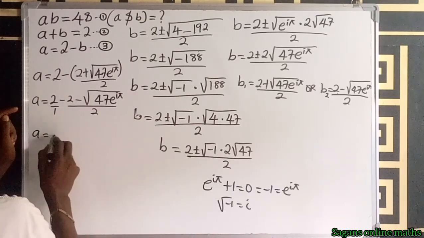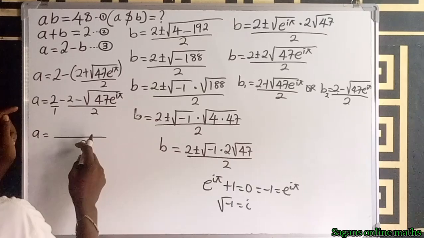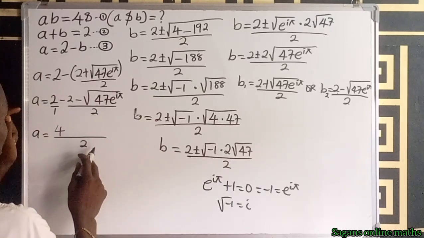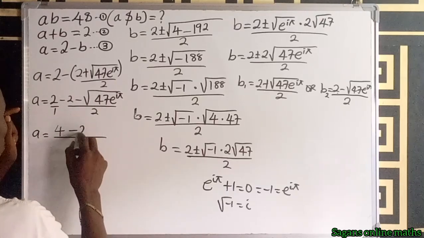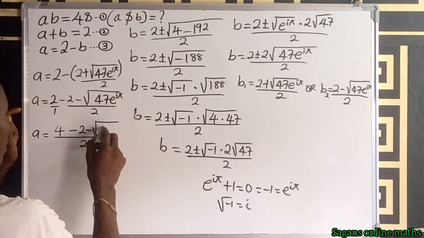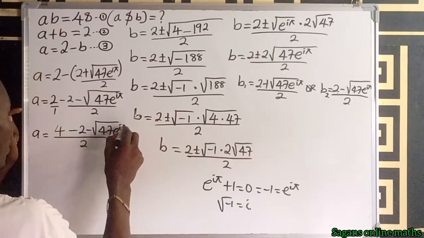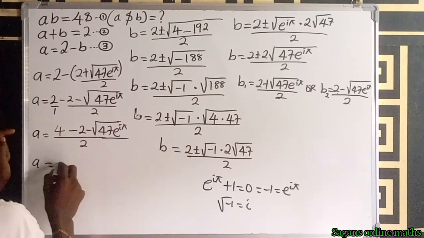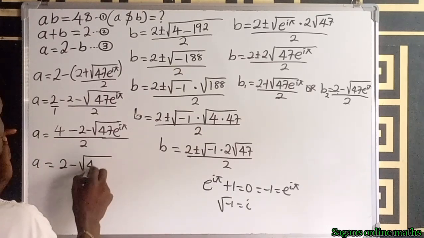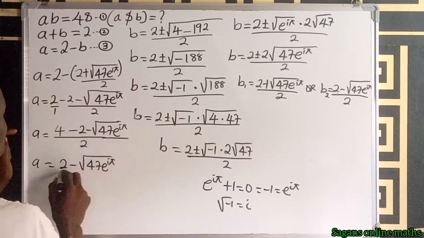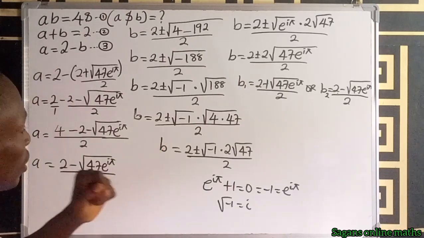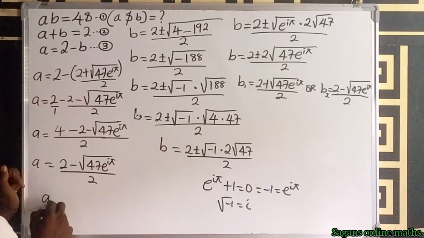Remember that the denominator here is 1. So A will be equal to, take our LCM, which is 2. 2 divided by 1 is 2. 2 times 2 gives us 4. 2 into 2 here is 1, times everything becomes minus 2 minus root 47 multiplied by e to the power I pi. 4 minus 2 gives us 2. So A is equal to 2 minus root 47 multiplied by e to the power I pi, all divided by 2. And this is one of the values of A.